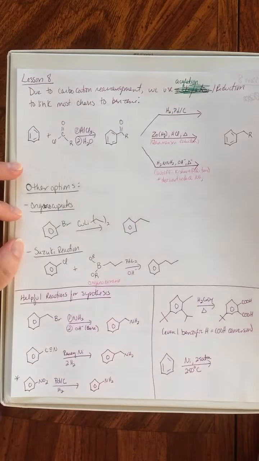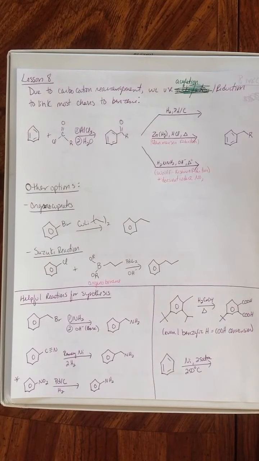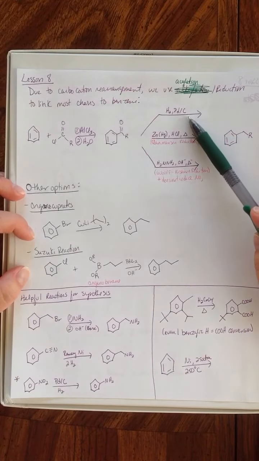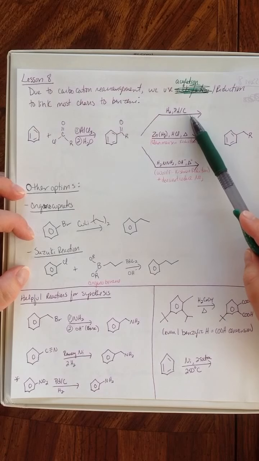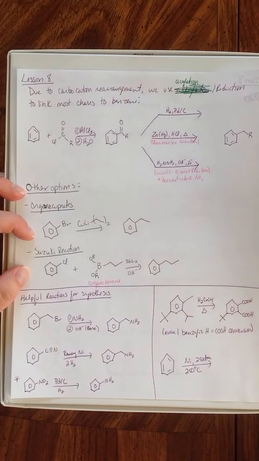You can then go through several different forms of reduction in order to yield your desired substituent off of that benzene ring, each of which has their own advantages. H2 and Pd/C is very simple to do. This also will reduce NO2 and several other things too, so you have to be very careful about using that because it can reduce several different groups.